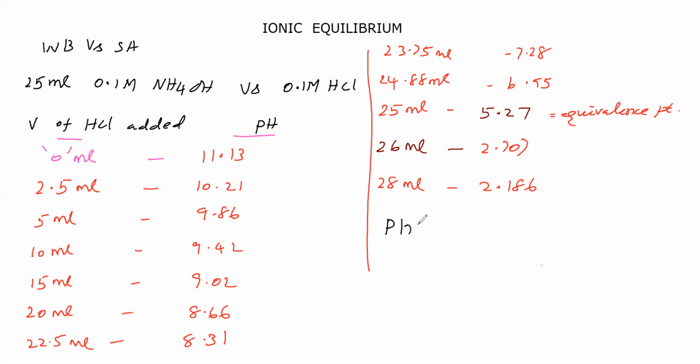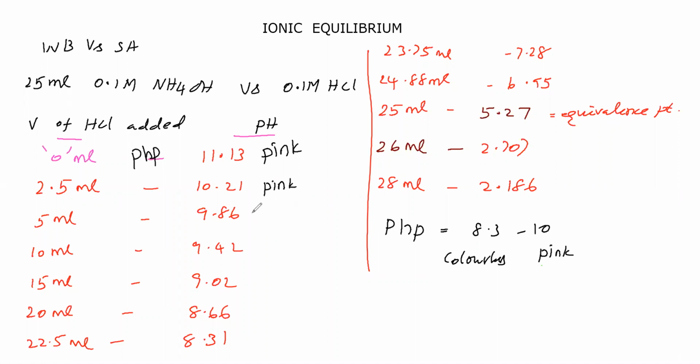Now we will take phenolphthalein indicator. Its pH range is 8.3 to 10. Up to 8.3, phenolphthalein shows colorless. From 10 onwards, it shows pink color. Let us add phenolphthalein into the conical flask solution. At the start, only ammonium hydroxide is there, so pH is 11.13, greater than 10, so phenolphthalein gives pink color. Here also it gives pink color.